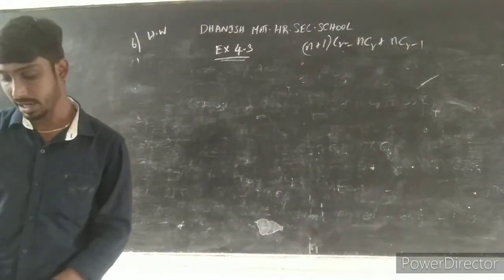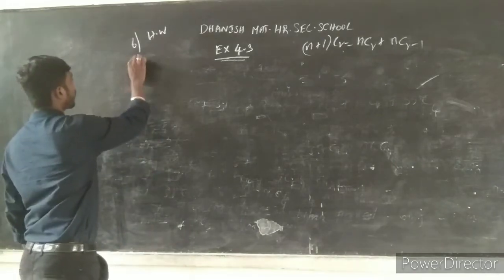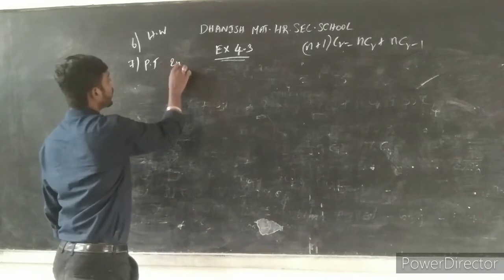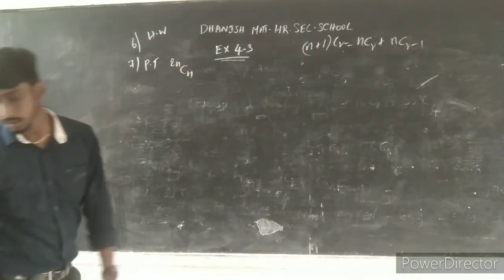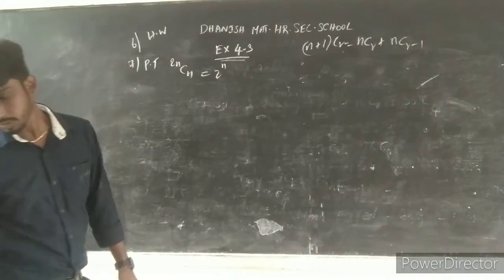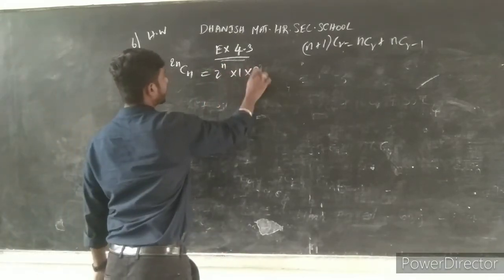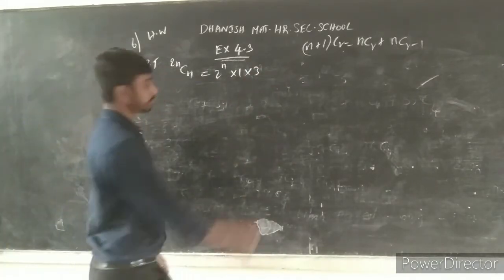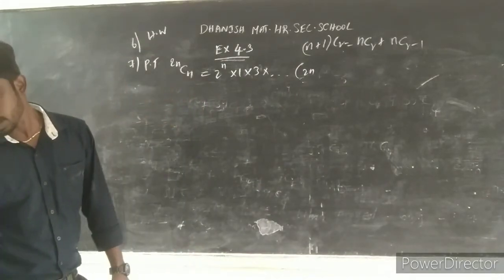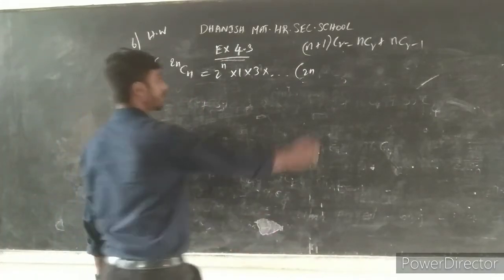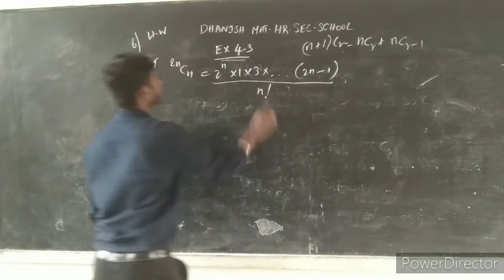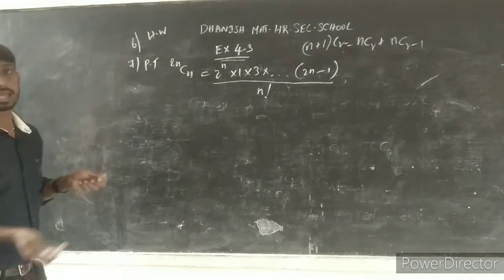So what is the question given here? Prove that 2nCn equal to 2 power n into 1 into 3 into up to 2n minus 1, divided by n factorial. So now listen here.